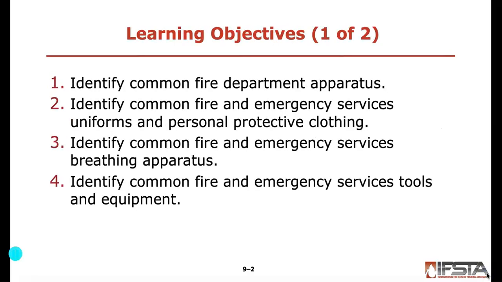Taking a look at the learning objectives, we're going to look at common fire department apparatus, focusing mainly on the engine and truck company. We're going to identify common fire and emergency services uniforms and personal protective clothing, or PPE, personal protective equipment. Identify common fire and emergency services breathing apparatus. So the two you're going to become most familiar with are the Scott Pack, and most recently several departments have been going to the MSA breathing apparatus. And then we'll identify some common fire and emergency services tools and equipment.